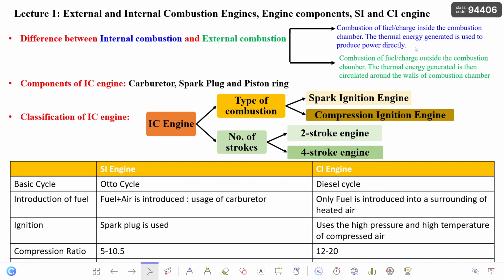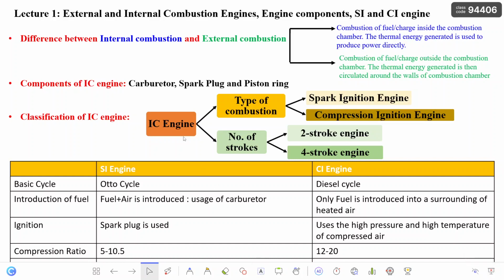So my voice is clearly audible, my screen is visible, everything is fine? Someone can confirm. Am I audible? Yes, sir. Okay, thank you.